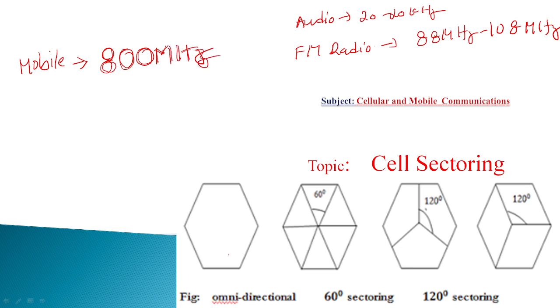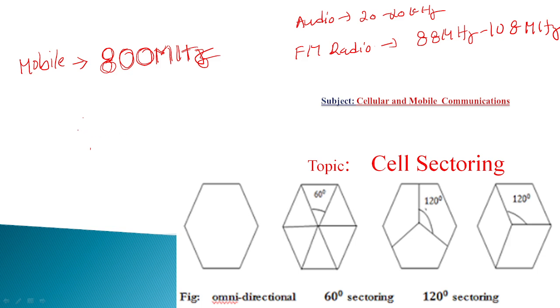So here I can say why we are sectoring in mobile communication. The cell sites are sectored to increase the signal strength and to increase the number of users. That is why we go for cell sectoring, and we can reuse the frequency channels. That is the main concept, the frequency reuse concept.